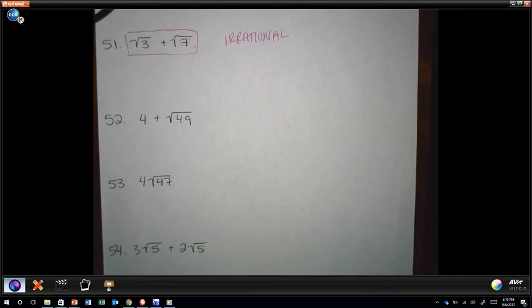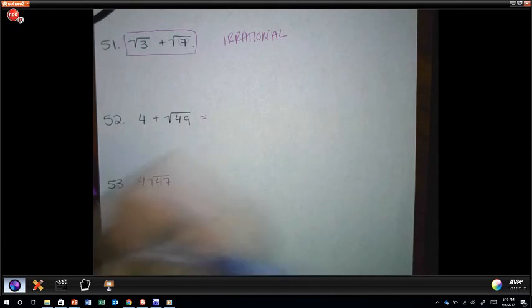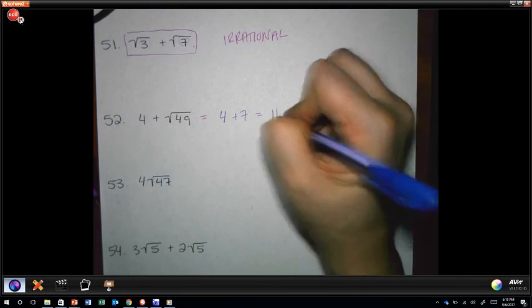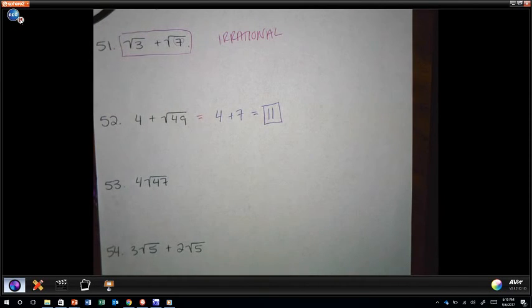Number 52. The square root of 49 is 7. 4 plus 7 gives me 11. There's no radical in my answer. This is a rational number.